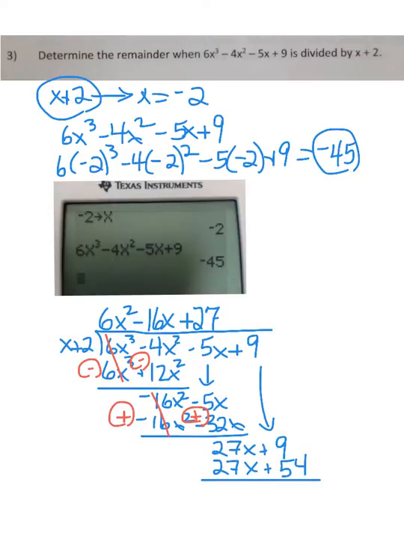Same thing again. We're going to change and circle, cross out our x terms. Then I'm going to add my like terms over here, and there we go. That's negative 45, and there's your remainder. That's a really long way to do it. I wouldn't suggest it, but the remainder theorem is probably your best way to go.